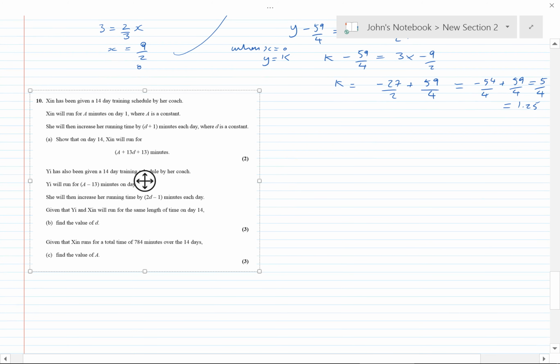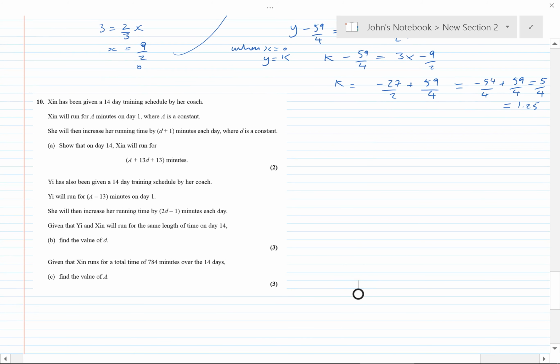Okay, question 10 is a series question by the looks of things, a word question where there's quite a bit of information to take in. So we've got that Zin runs A on the first day, and the common difference is D plus 1. So we've got A is equal to big A, and the common difference, it's a bit of a strange one, is equal to D plus 1. That means the common difference is equal to D plus 1 in this particular situation.